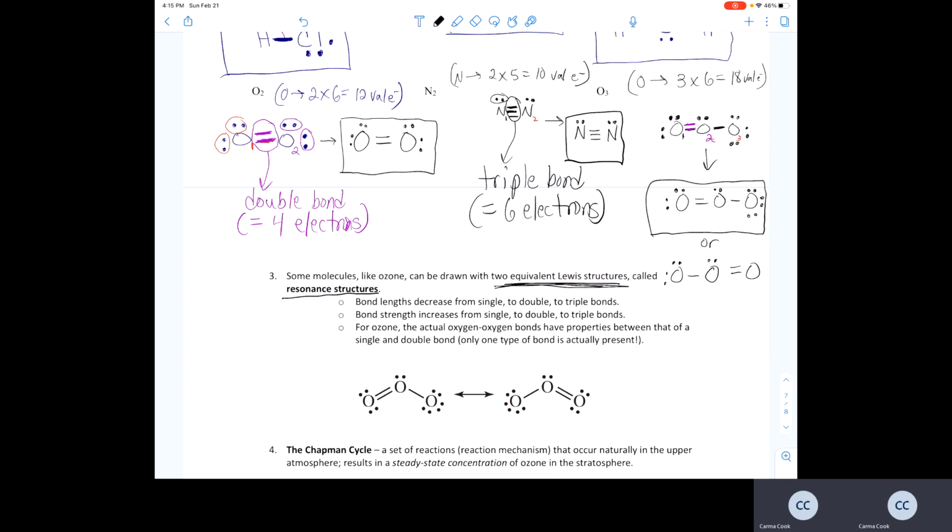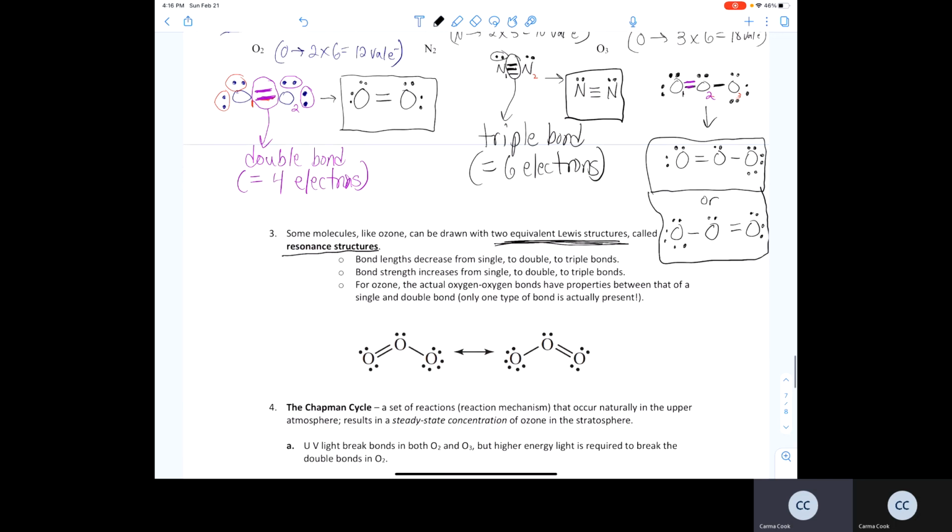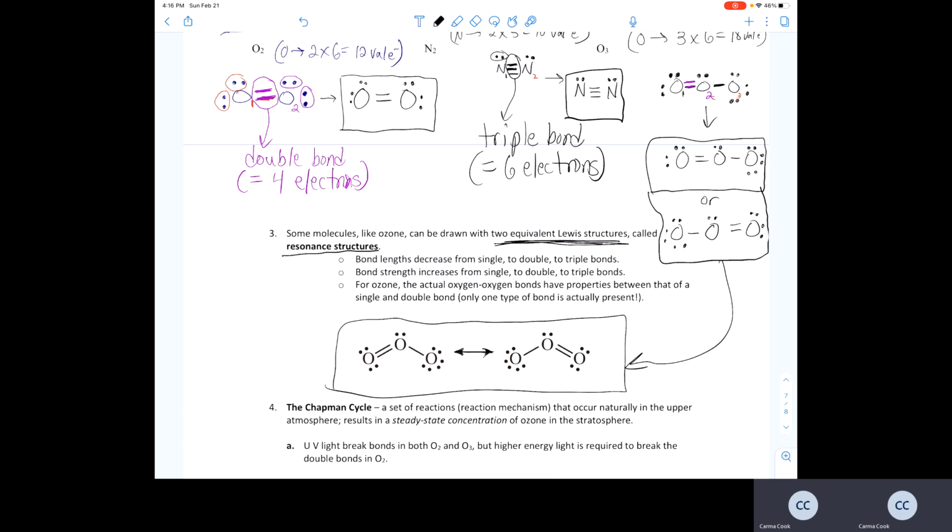Both Lewis structures would be considered correct. They are identical Lewis structures, and therefore they are called resonance structures. And the way you draw resonance structures is you put a double-headed arrow between the 2 resonance structures. So here, ozone's resonance structures: the one on the left has a double bond between oxygen 1 and oxygen 2. The one on the right has a double bond between oxygen 2 and oxygen 3.